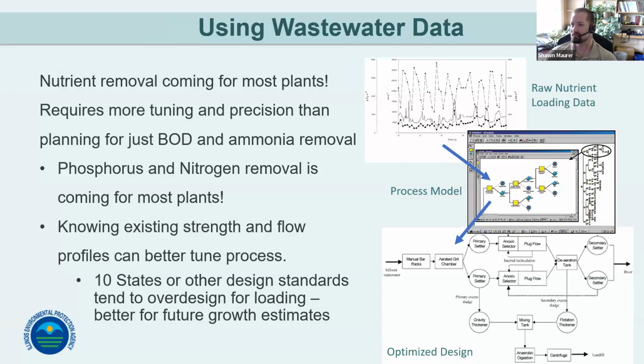So first thing, looking at how to use wastewater data for sizing your new facility. Nutrient removal is coming for a lot of plants. And it requires a little bit more tuning and precision than just planning for BOD and ammonia removal. So knowing what's coming into your facility in that raw wastewater can help with sizing for your current needs, as well as planning for your future loading. Knowing that existing strength and flow coming into your plant can help better tune designs for what you need.